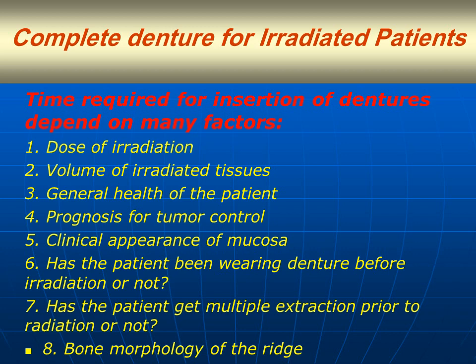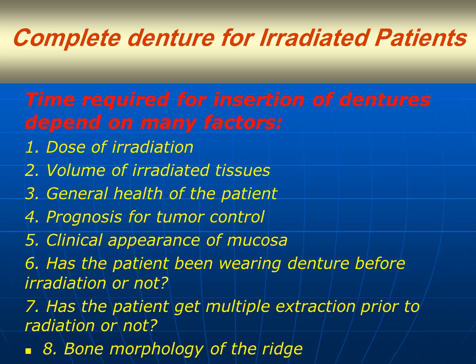Then, what about complete denture construction for the irradiated patient? The time required for insertion of the denture depends on many factors. First, the dose of irradiation, the volume of irradiated tissues, general health of the patient, prognosis for tumor control, clinical appearance of the mucosa. Has the patient been wearing a denture before radiation or not? Has the patient had multiple extractions prior to radiation or not? And bone morphology of the ridge.